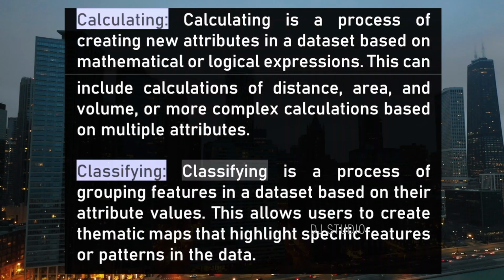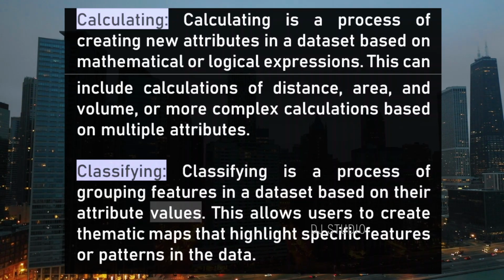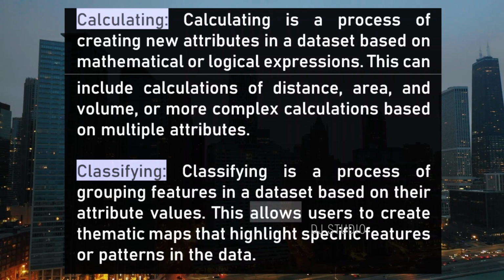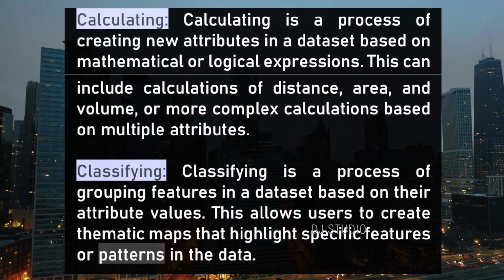Classifying. Classifying is a process of grouping features in a dataset based on their attribute values. This allows users to create thematic maps that highlight specific features or patterns in the data.